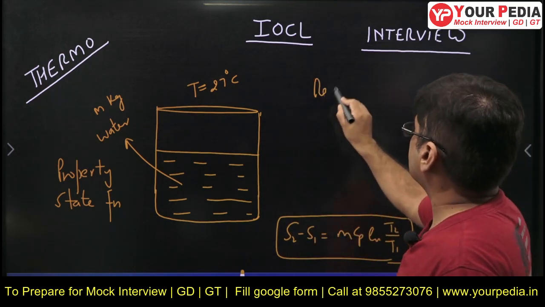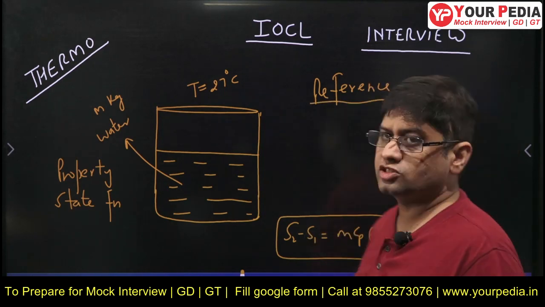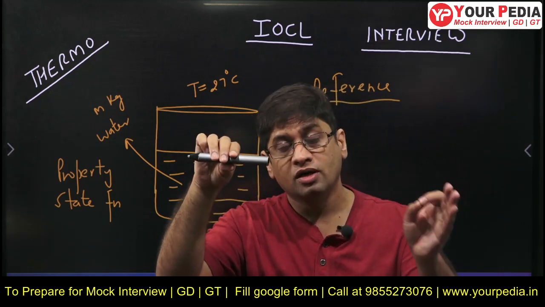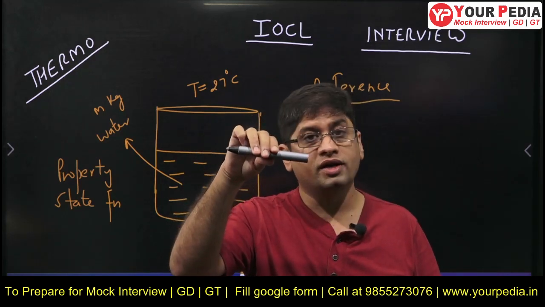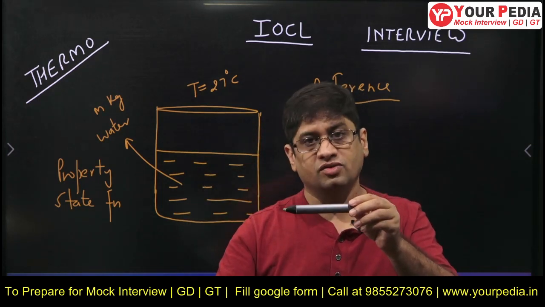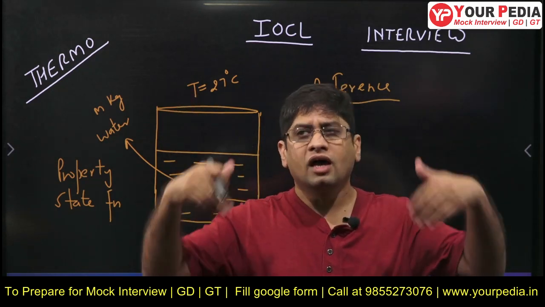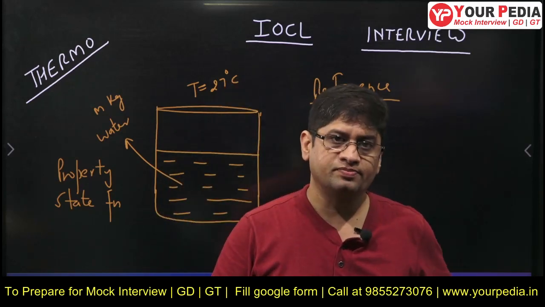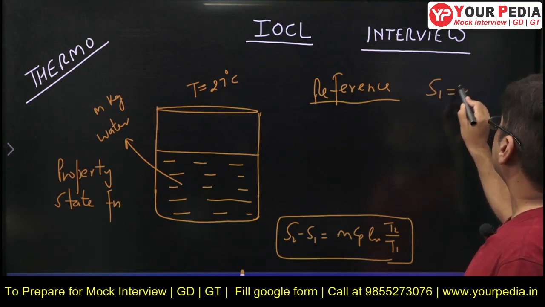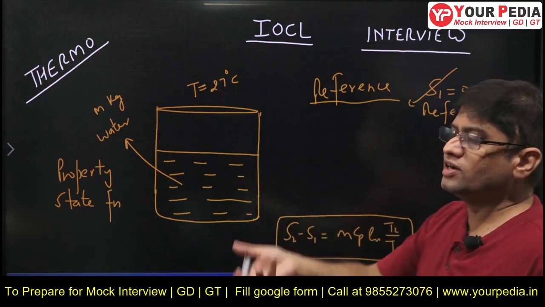You need to take a reference, something like the way you calculate potential energy. If I ask you what is the potential energy of this pen, unless you take a reference where you assume potential energy to be 0, you cannot calculate mgh. For calculating height, you need to take a reference, a datum, where you assume that potential energy is 0, and from the datum you can calculate potential energy. Similar to that, I need to take a reference where I assume that entropy is 0. So, I will have a reference state, and that I will define.